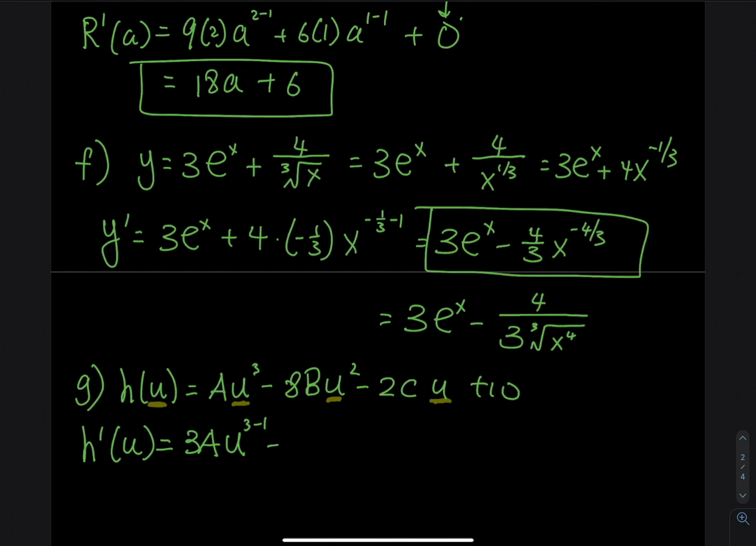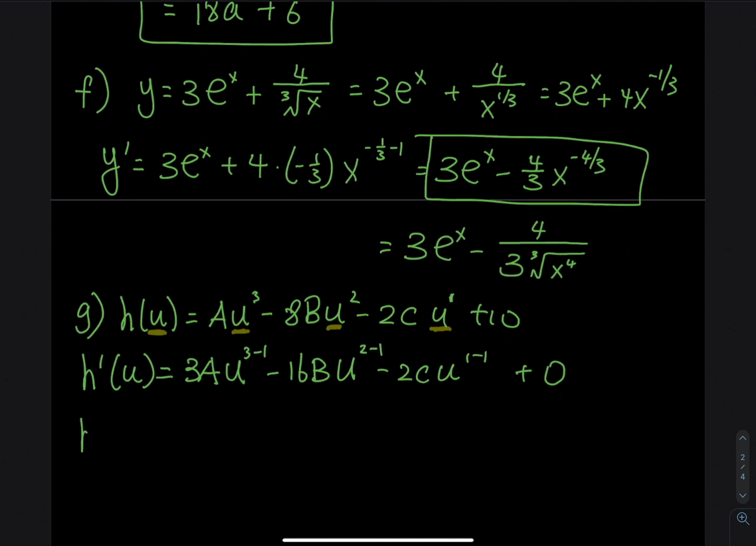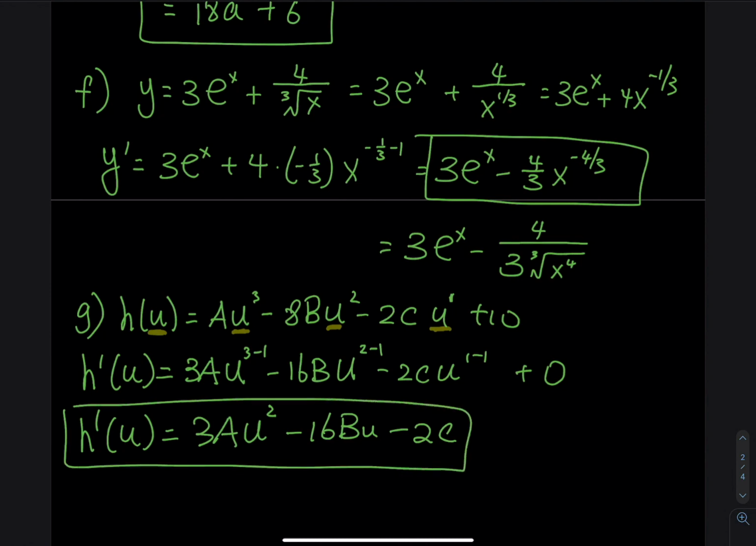Bring the 2 down. 2 times a is 16. B, and then u 2 minus 1. And then the u, this is a 1, right? You bring the 1 down, 2c, u to the 1 minus 1. The derivative of 10 is 0. Because 10 is a constant, you can just write the 0 out. So h prime of u is equal to 3a u squared minus 16bu minus 2c. That's it. That is your final answer.